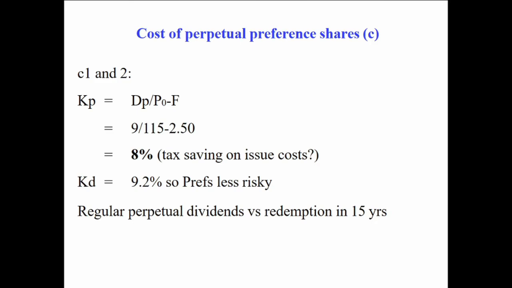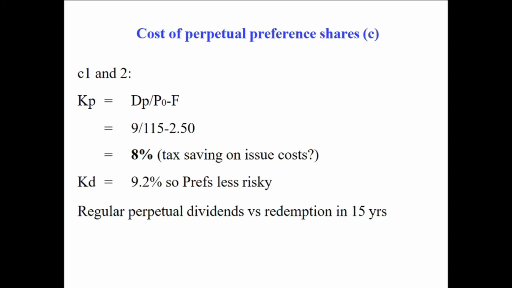In this example, the dividend rate is 9% and the price of the preference share is 115 Rand. And they have told us that there are flotation costs of 2.50 Rand per share. So if we input this into our formula, we get a cost of preference share being 8%.